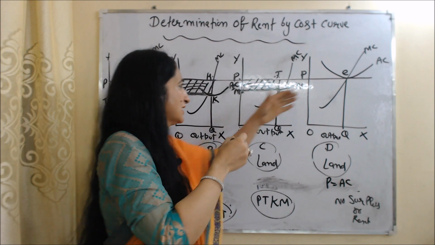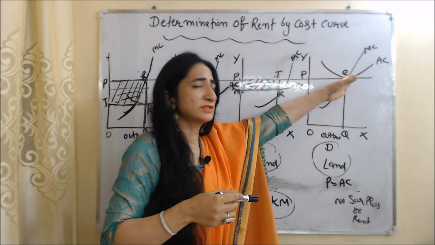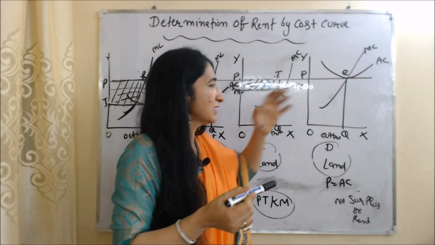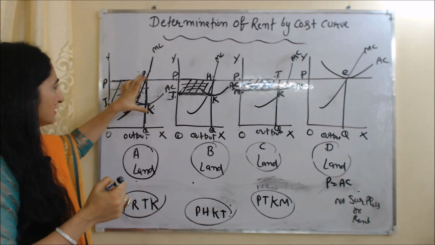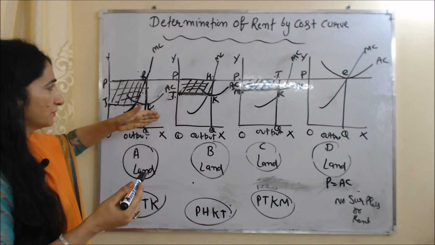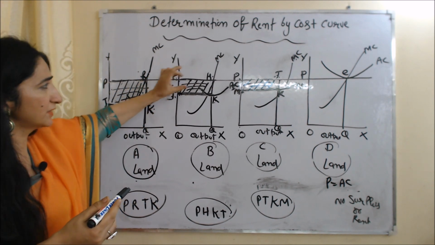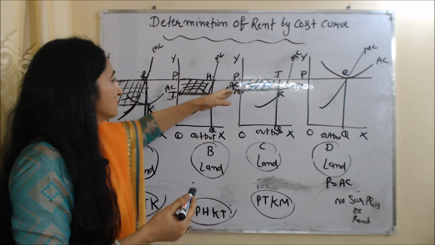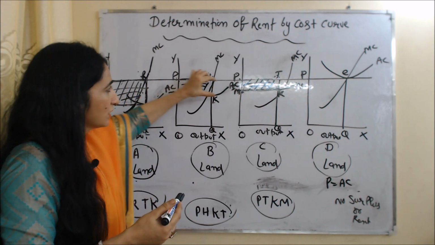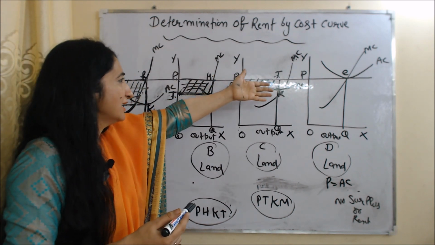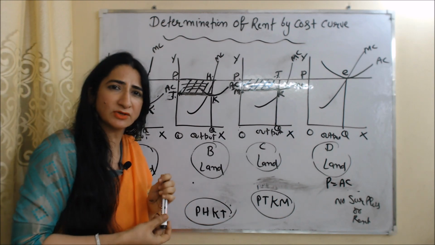Land D doesn't give us any kind of surplus. You can see cost is equal to revenue. So here you can see land A is giving more rent, or we can say more surplus, as compared to B. You can see this part is more as compared to this, and land B is giving more surplus as compared to land C. You can see this part is more as compared to this, and land D is not giving any kind of surplus or rent.